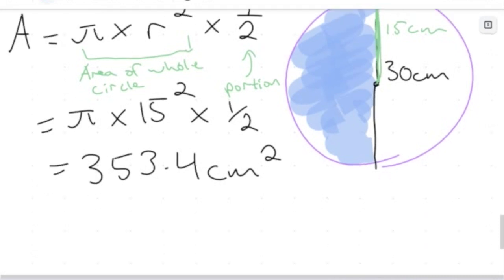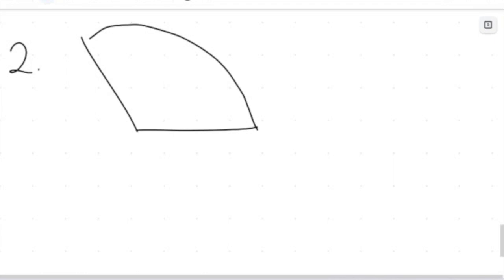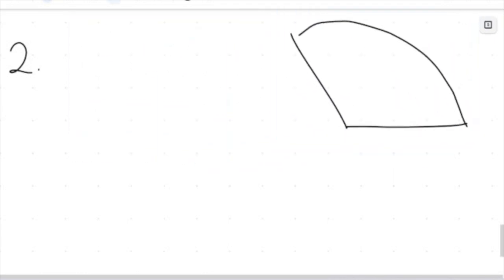But what if we had a bit of a trickier problem? So example 2 here. I have a sector, so a bit cut out of a whole circle. And I'll shift this over to this side. And the angle here is 120 degrees. And my radius is 2 meters. I want to find a way for me to find this portion, what 120 is going to be.